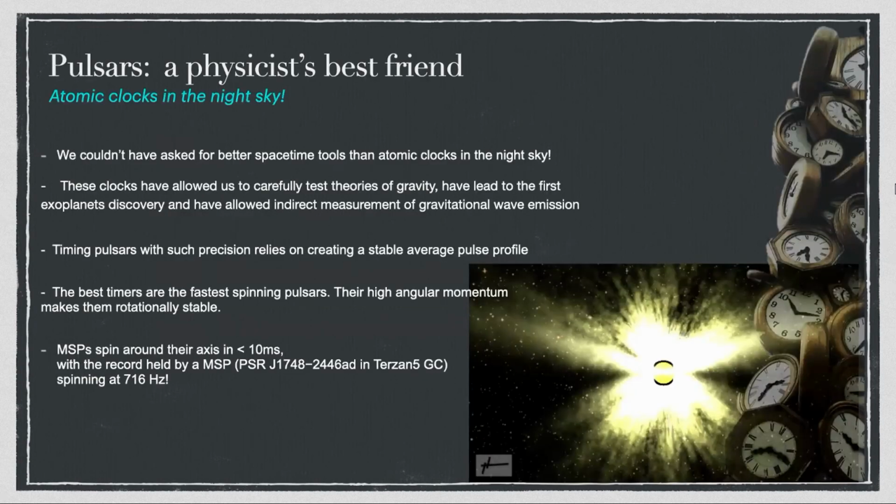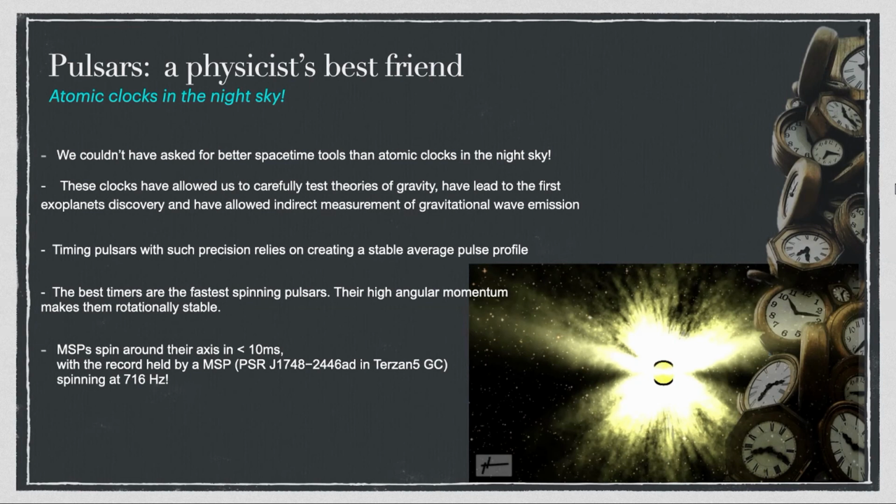So I don't think we could have asked for a better tool to measure space-time than having atomic clocks up in the night sky. The most stable rotating pulsars truly rival atomic clocks in the accuracy with which we can time them. And this allows us to do careful analysis and tests of theories of gravity. And they've already proven their worth over and over.